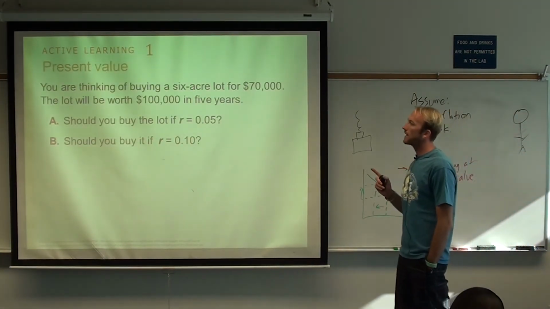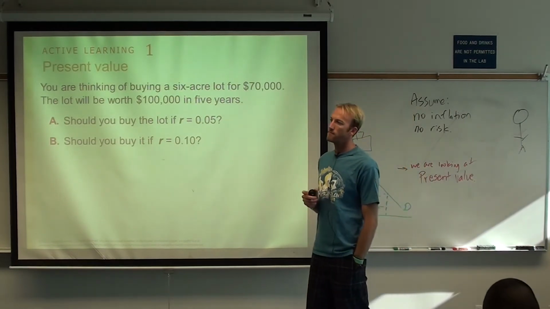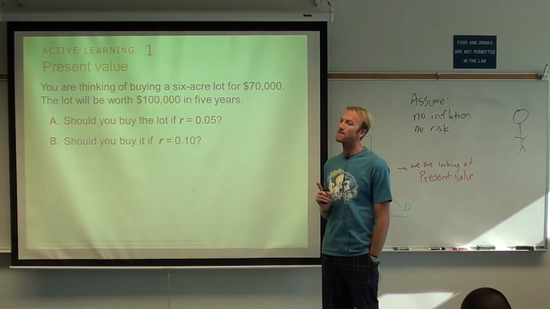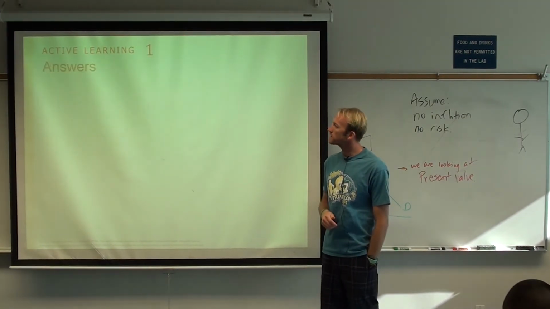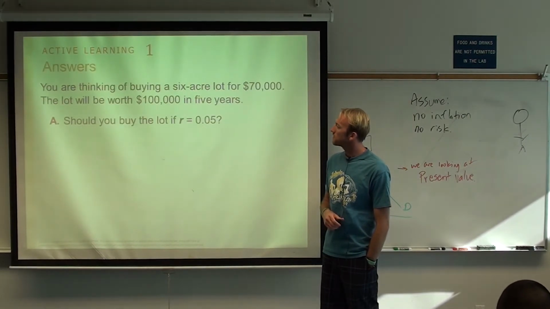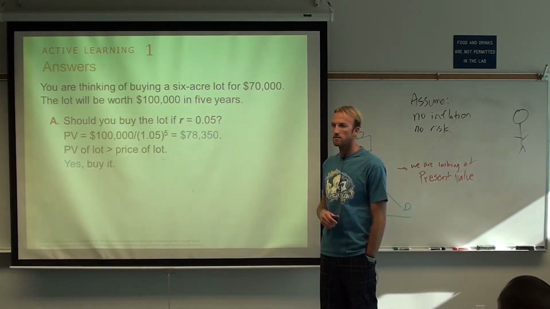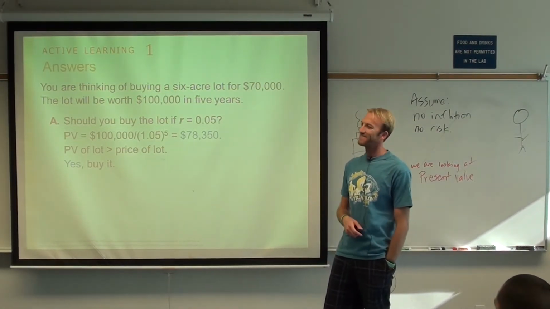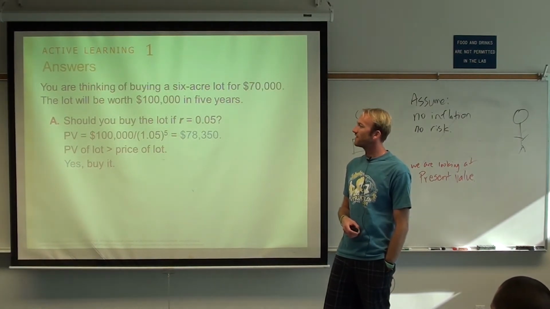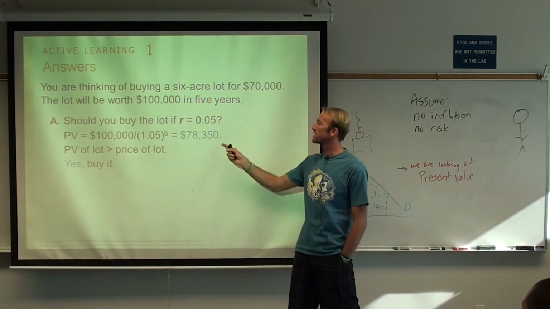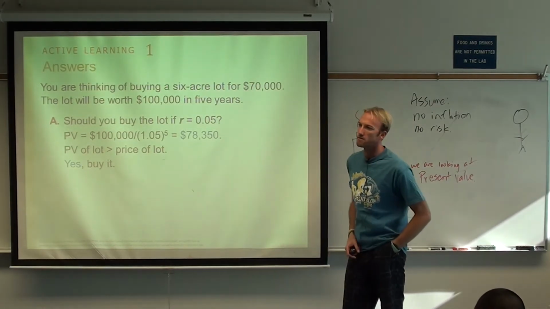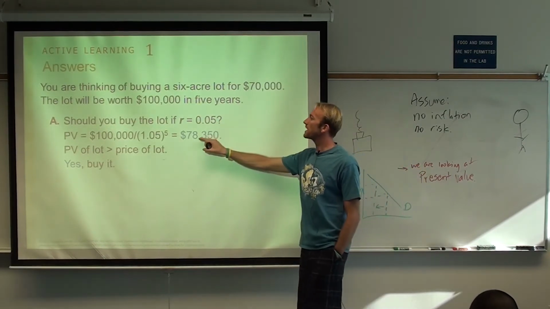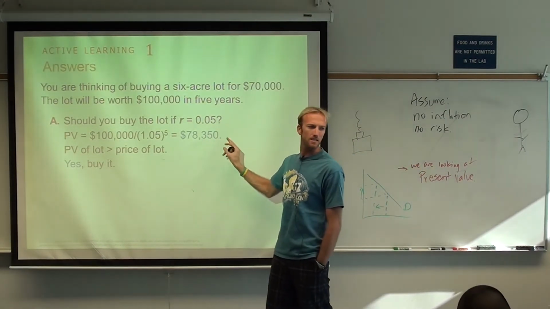All right. A. What did you guys get for A? 78,000. So what is 78,000? Yeah, 78,350. Is that what you guys got? I thought I did this on my calculator. I thought I could have written it a little wrong, but I think it was 350. I did not get 352. But okay. So what is 78,350? What's that telling me?